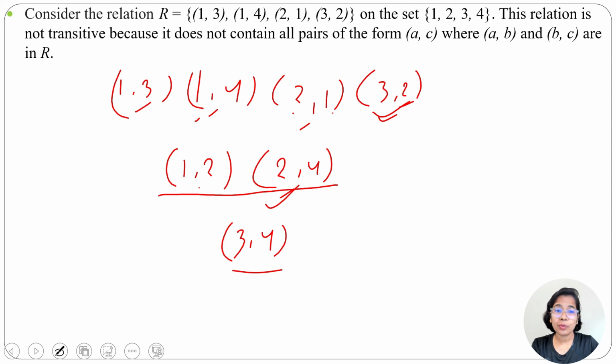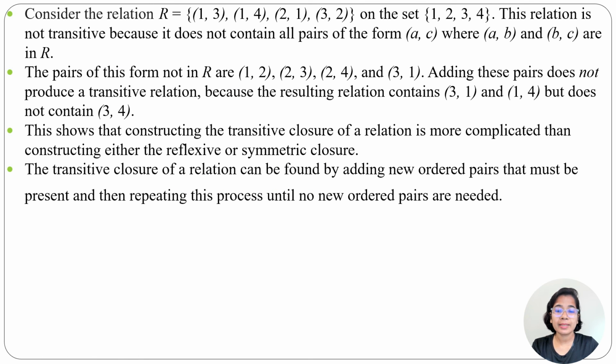So after adding the new ordered pair, you may need to add some more ordered pairs. This process will continue. So finding transitive closure is not simple like finding reflexive closure or symmetric closure. You need to work more. The transitive closure of a relation can be found by adding new ordered pairs that must be present and then repeating this process until no new ordered pairs are needed. This can be done by Warshall's algorithm. We use Warshall's algorithm for finding transitive closure. I already discussed Warshall's algorithm in dynamic programming of the algorithm series. Just go through that lecture. I'll give the link in the description.